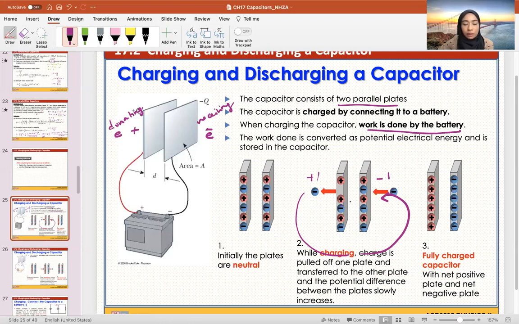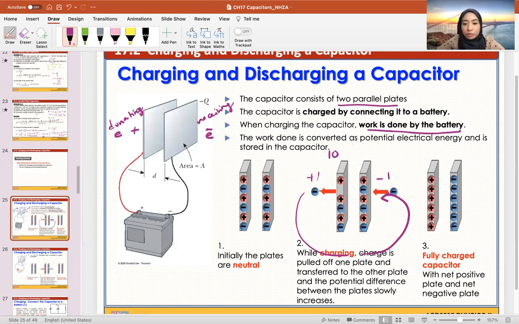Receive negative one, you become negative one. We talked about this early on. So this process occurs until the capacitor reaches a certain limit. For example, my capacitor's limit is receiving and donating 10 charges. So the limit is 10. So this is the maximum capacity my capacitor can do.